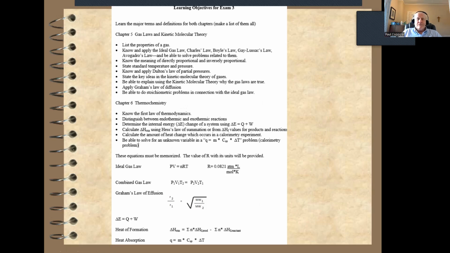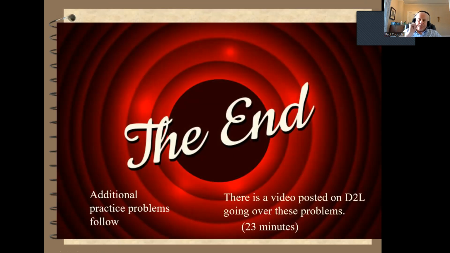Okay, so here are the learning objectives for exam 3. You should use these to guide your study. Again, know all the terms. Now, I also have one other added feature for chapter 6. I posted another video on D2L, along with the chapter 5 and chapter 6 slides with additional problems. There are a few additional problems, and I go over each one to give you some extra practice.